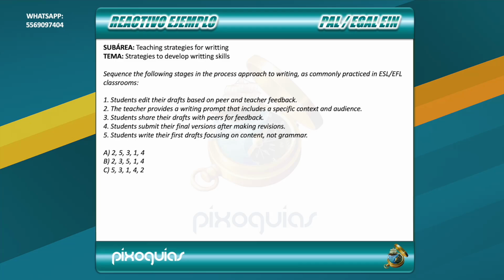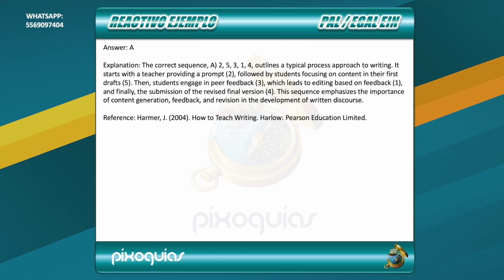Option A: 2, 5, 3, 1, 4. Option B: 2, 3, 5, 1, 4. Option C: 5, 3, 1, 4, 2. The correct answer is A. Let me explain. The correct sequence 2, 5, 3, 1, 4 outlines a typical process approach to writing.